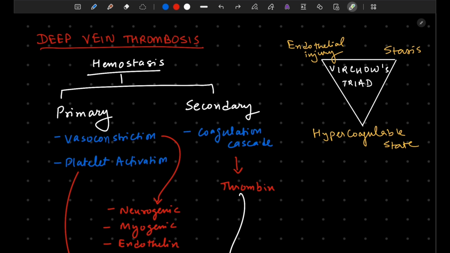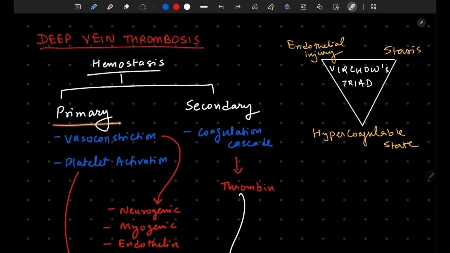It is an important topic from examination point of view. So, we will divide this topic in two parts, part 1 and part 2. Part 1 will constitute the fundamental understanding of this process, as it is critical to comprehend the mechanism of action of the therapeutic anticoagulants used for DVT.